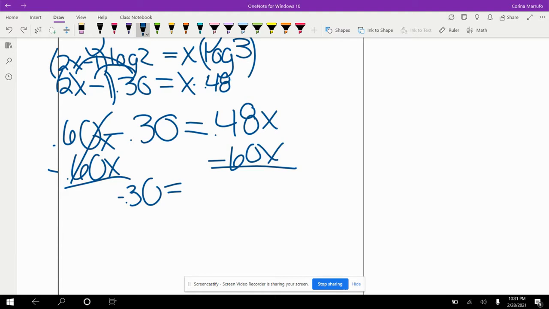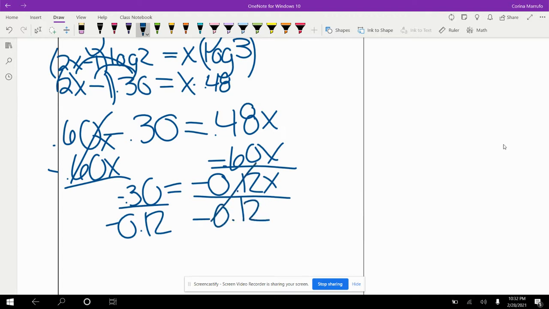0.48 minus 0.60 gives me negative 0.12x. Next step to solve for x is to divide by negative 0.12 on both sides. This cancels. This is going to give me negative 0.30 divided by negative 0.12, and it gives me 2.5.